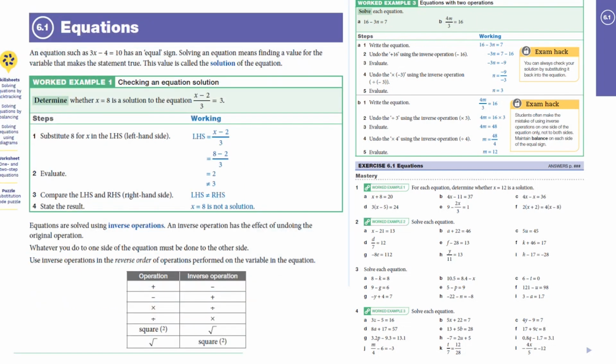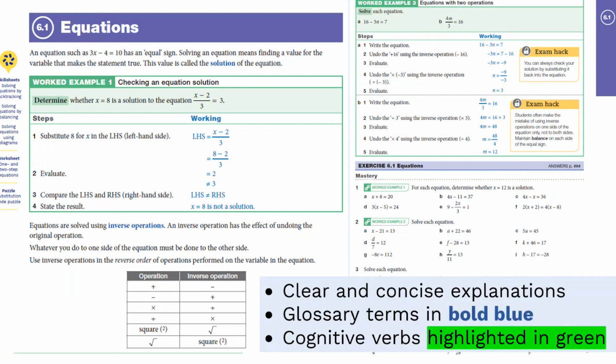And then on the side there, we've got all the Nelson MindTap resources listed again, telling you what's covered and what's relevant to 6.1 equations. And we've also highlighted in the worked examples the cognitive verbs. So determine is a cognitive verb. And then we've also got, if you see the phrase inverse operations, it's in bold blue. That means it's a glossary term, and there'll be a definition of it in the back of the book. So we've got clear and concise explanations, glossary terms in bold blue, cognitive verbs highlighted in green.